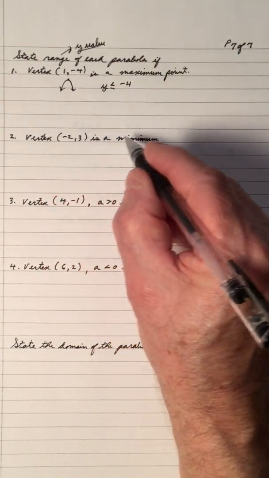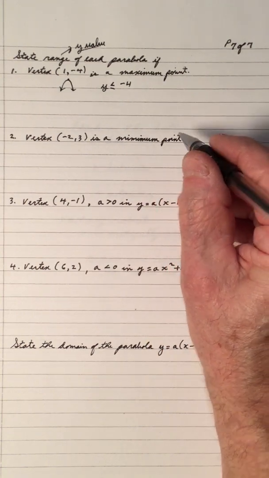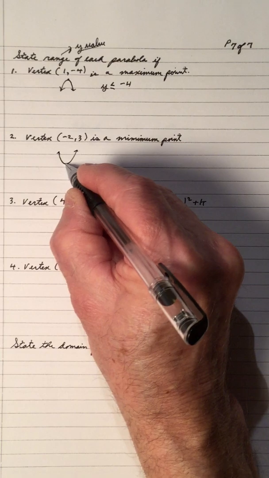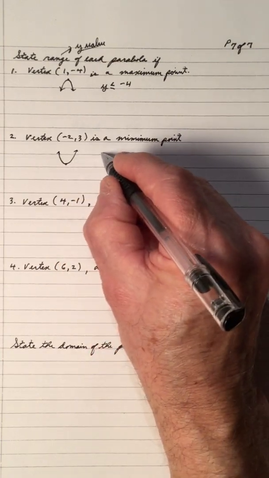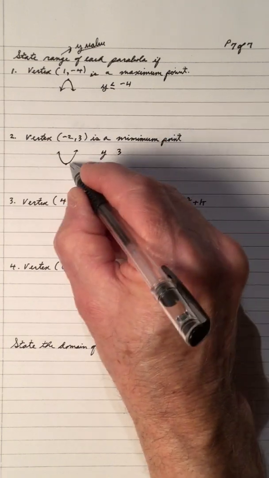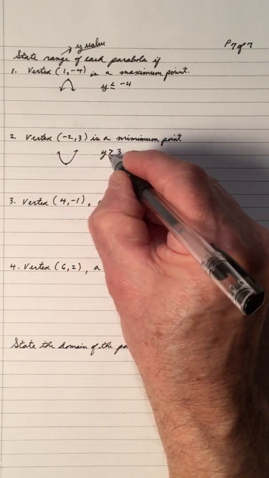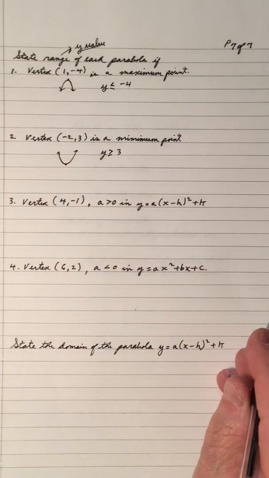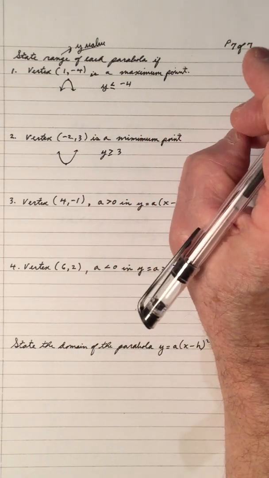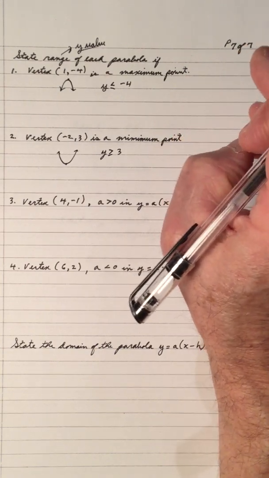And again, if the vertex is a minimum point, we say minimum or minimum point, whatever you want to say. That means the parabola is opening up, because the minimum is the lowest point, and the lowest point is the vertex. The lowest value is 3, so it starts at 3. It's the minimum point, so the y's are always higher. So y is greater than or equal to 3. The range is the y values that are in your parabola. Opening up, up, greater than or equal to. Opening down, down, is less than.